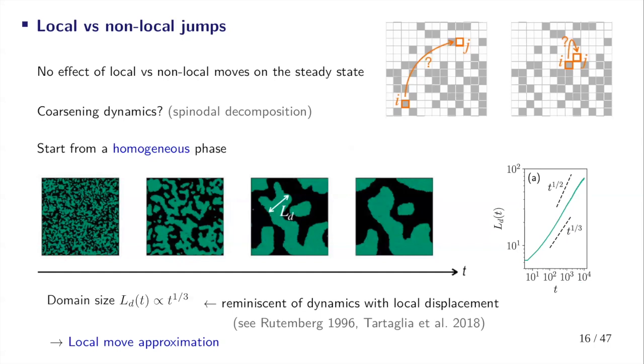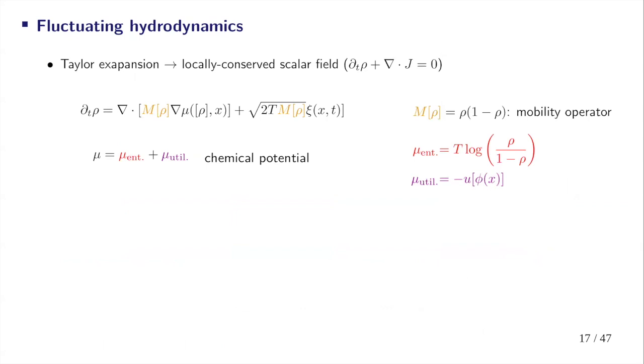So we looked at the coarsening dynamics, okay? And here, if you start from a homogeneous phase and you let the system coarsen, you find that the domain size grows as t^(1/3). This is a finite size effect, but it's not a big deal. It's just to say that, okay, within the experiment, indeed, our system behaves as if the jumps were local, actually. And so this is why in the following, we are going to do a local move approximation. So basically, you have many ways to do that, but basically doing a Taylor expansion on the jumps. And this is what I'm going to show now.